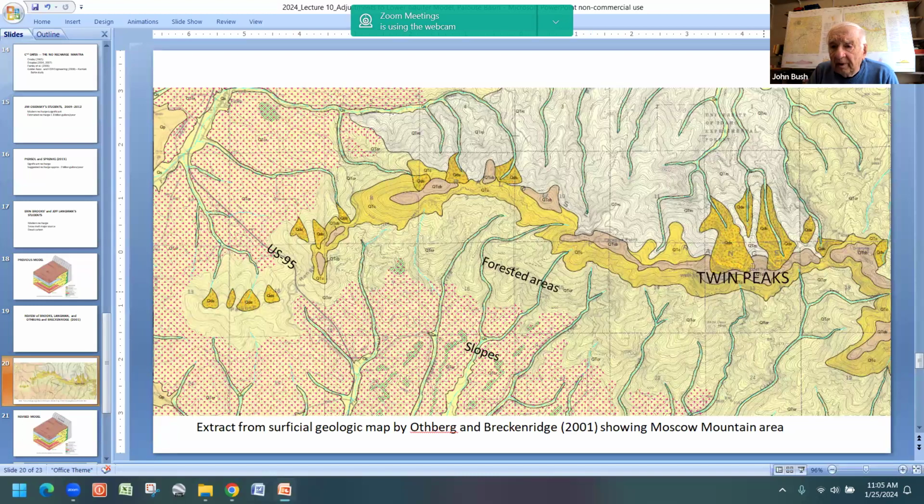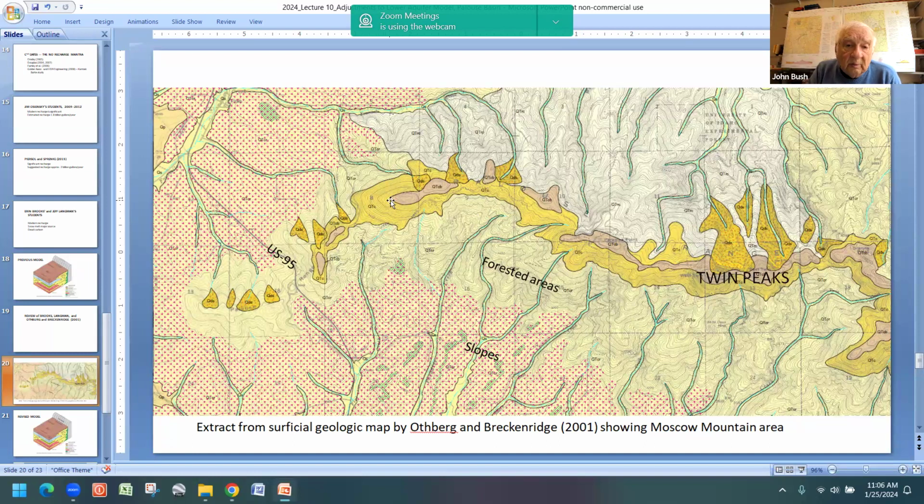Here we have Twin Peaks over here on the right of the diagram. This is US 95 over here on the left. This is a copy, an extract from their map. Okay, so you see the ridge here. This is the ridge of the Palouse Range, and it shows all these yellow and brown patterns. And then you have the forested area here in this yellow pattern. And then you have the slopes down here with the red over the top of what's called the slopes. This is the agricultural slopes. This is the forested areas, and this is the very, very top. The red dot things here is the end of the loess. The loess is thinned out.